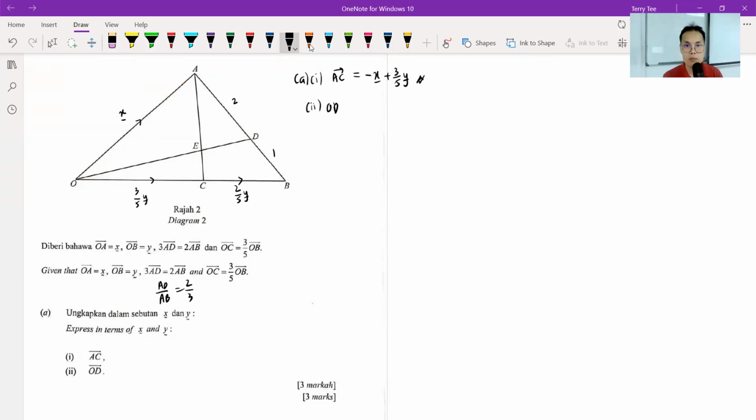Second one, OD. How do you go from O to D? Well, I'll show you the standard way, then I'll show you a shortcut. If I want to go from O to D, I can go from O to A plus A to D. O to A is x. A to D is 2 over 3 AB. Now, AB is not difficult to find. AB we can see is minus x plus y. That is AB. So, okay, I will start off by writing.